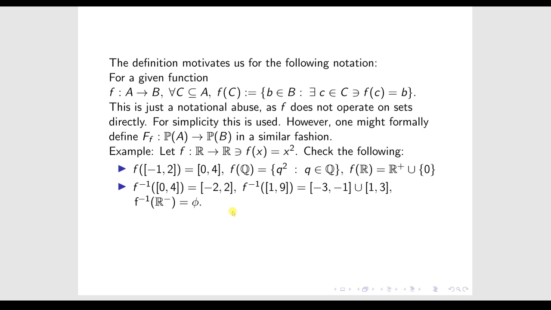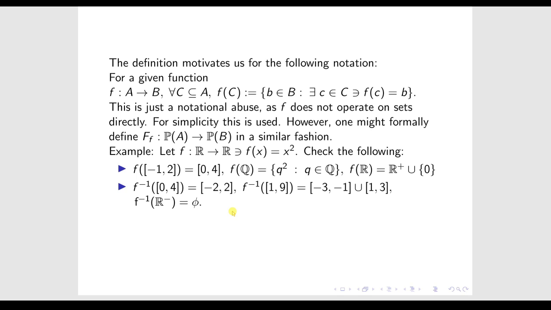Then f of the closed interval -1, 2 is equal to the closed interval 0, 4. F of the rationals is equal to the set of q square such that q belongs to the rationals, and f of the reals, that is our domain, is actually equal to the non-negative reals.